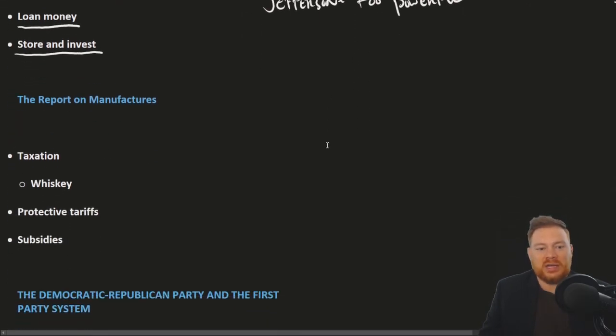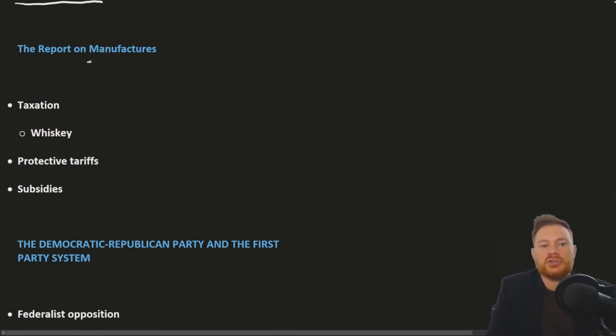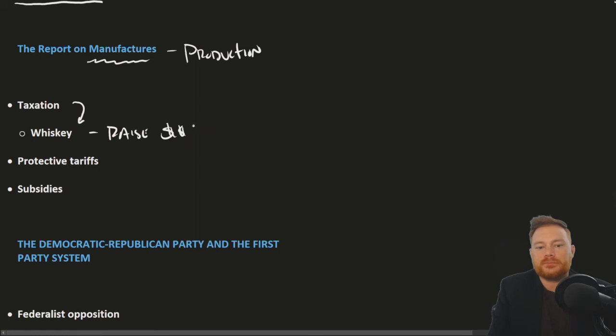Lastly, the last thing that Hamilton reported on was manufacturers. You can think of manufacturers as being production. This also included ways to raise revenues. So, for example, Alexander Hamilton put into effect a tax on whiskey. Again, a way to raise money. Additionally, protective tariffs were issued. Like we said before, tariffs were used to raise money, but it could also help American businesses, right?